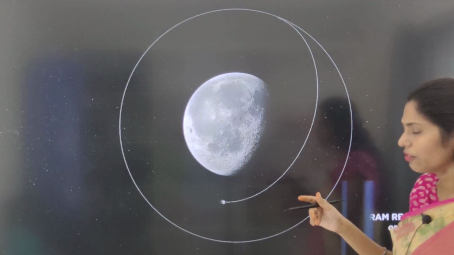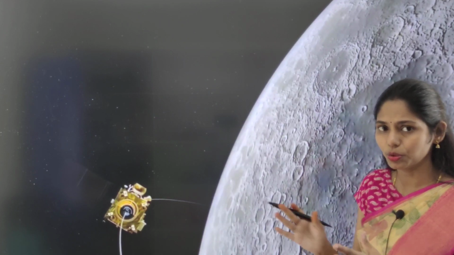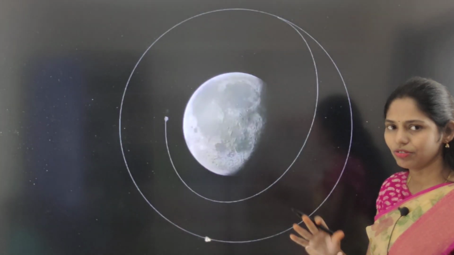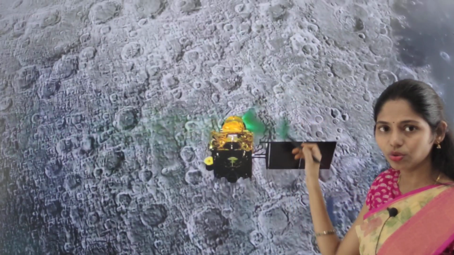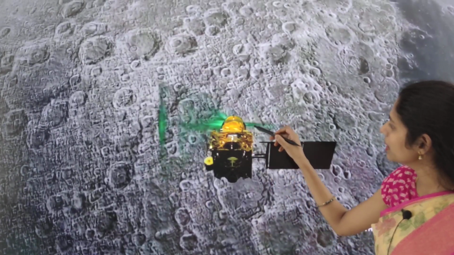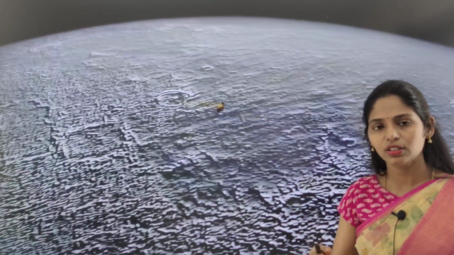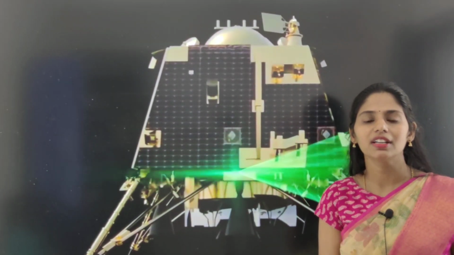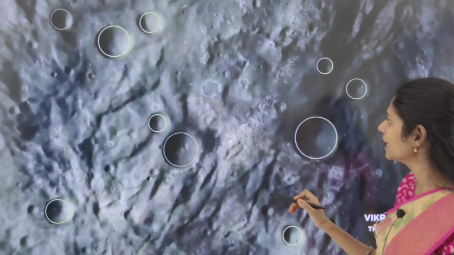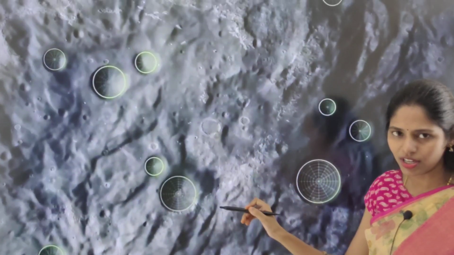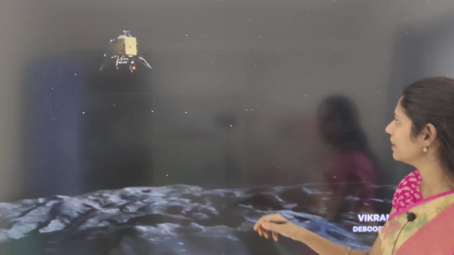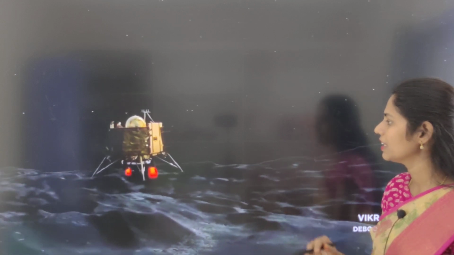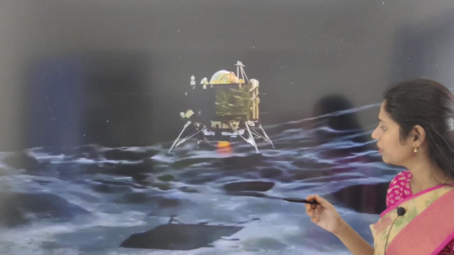Here, first of all, this satellite will be divided into two parts. The lander will be separated from the satellite, and this lander will revolve around the lunar orbit, and finally it will scan where it has to go for a soft landing. Because like Earth, on the moon also we have different topography. So based on that scanning, they will scan the different spots and go for a safe landing. So this is the lander Vikram.